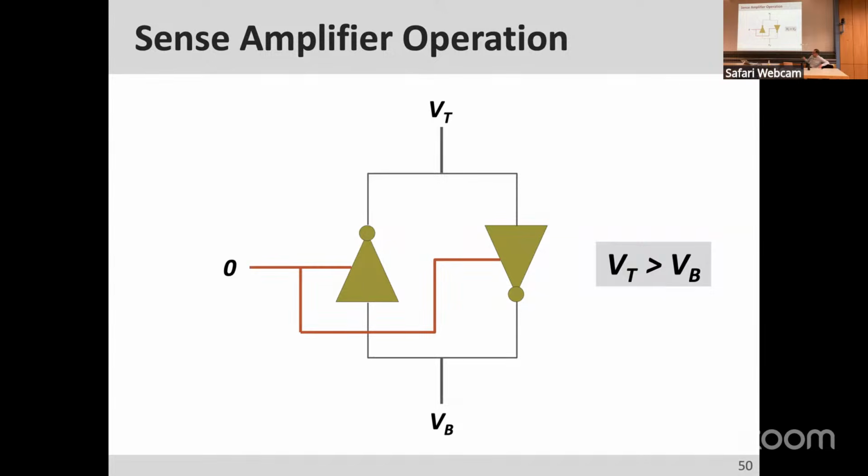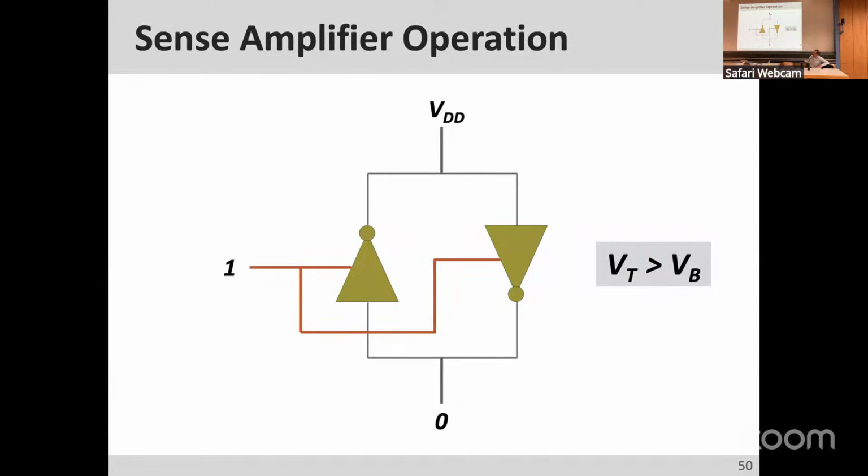You have a top voltage, VT, and a bottom voltage, VB, and assume that the top voltage is greater than the bottom voltage. And you enable the sense amplifier. What the sense amplifier does is it senses that difference and it amplifies the top to VDD, the bottom to 0. Okay, that's an amplification loop. That's what the cross-coupled inverter helps with, but enabling is necessary.